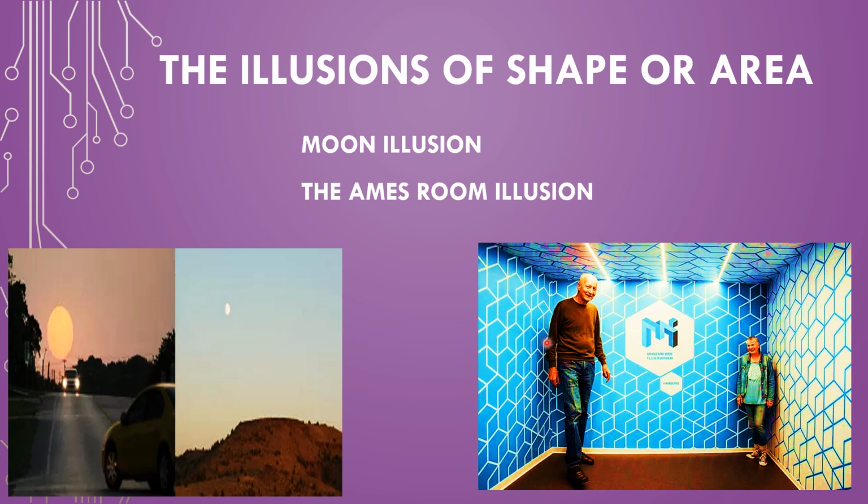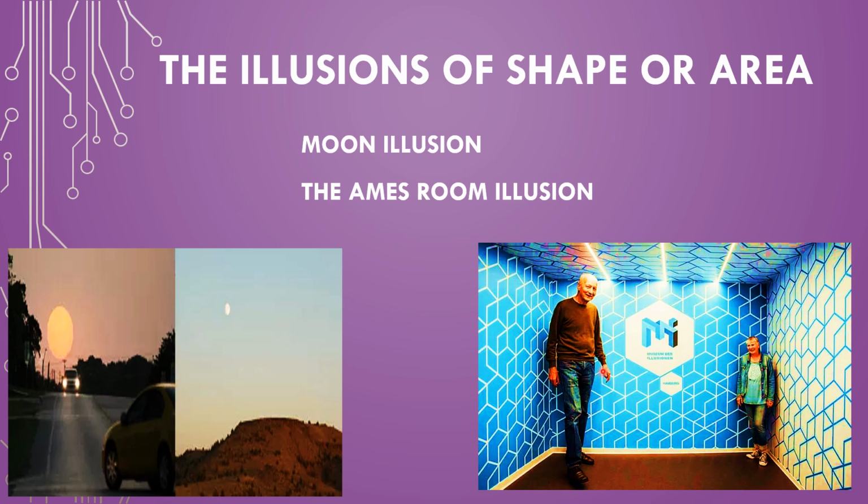Now coming to the next image, the optical illusions. It will make you doubt your eyes. The Ames room illusion. It will make one person appear as giant and the other one as dwarf. See the difference? Here this man appears very huge and this man appears small in size.